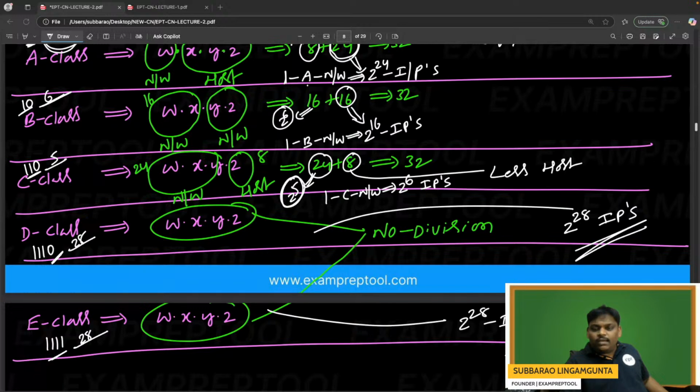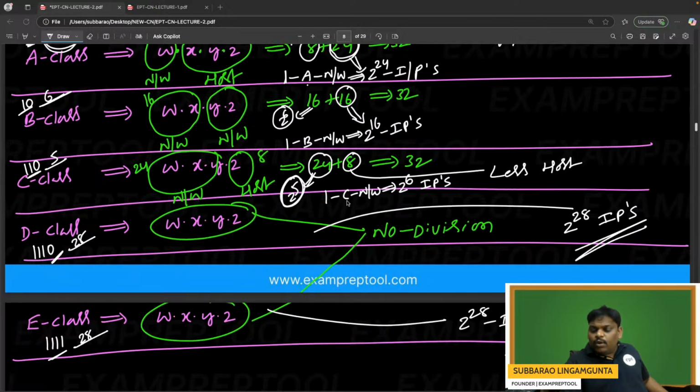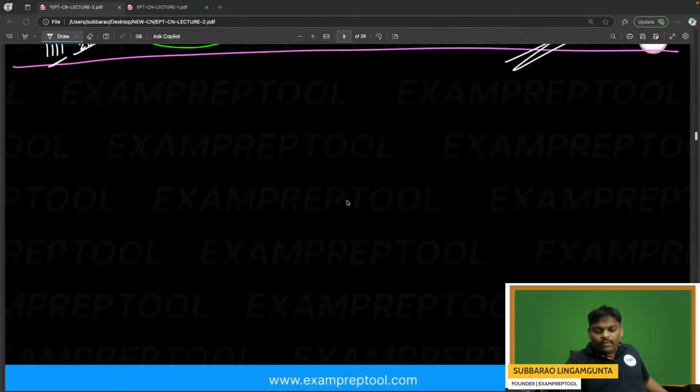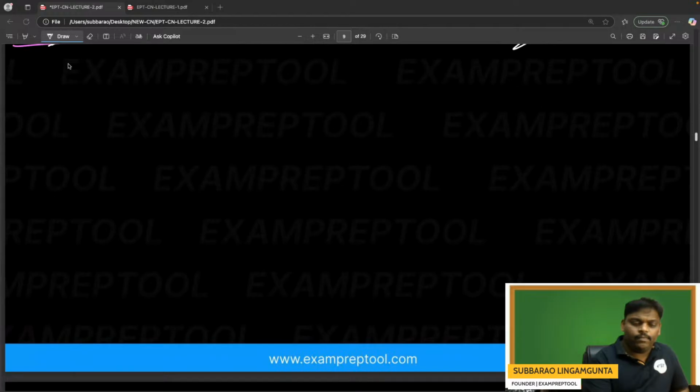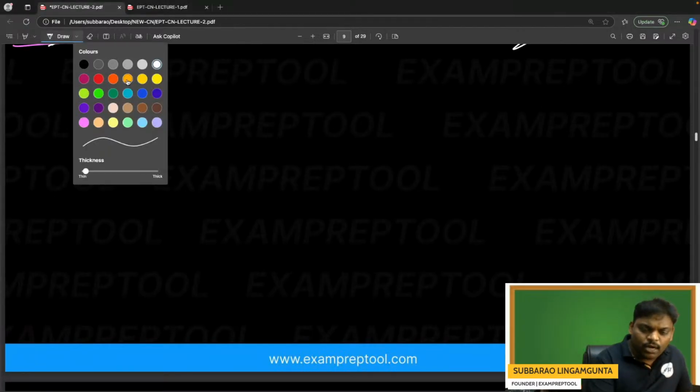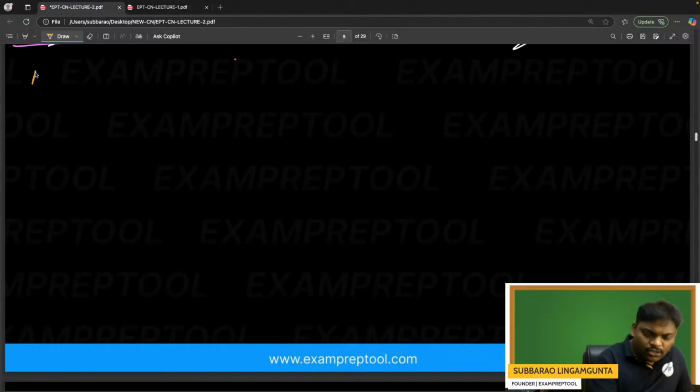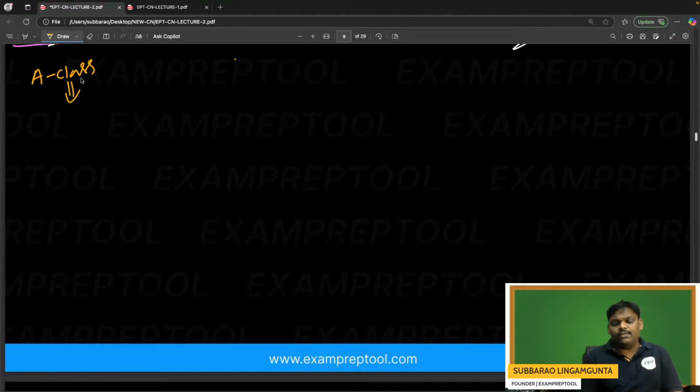Can everyone see? Once again, one more round I am doing. In one round itself you cannot get it, so one more round and you will get more clarity. Now everyone observe class A. Let's go a little deeper. In class A, if you observe, there is a network part plus a host part.